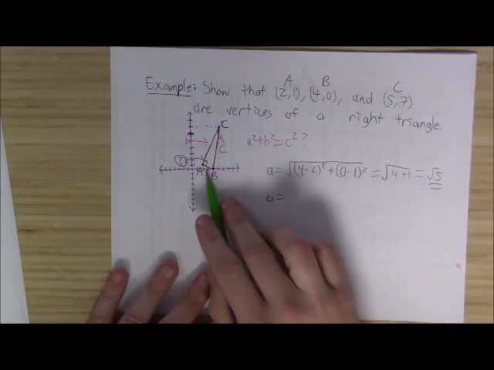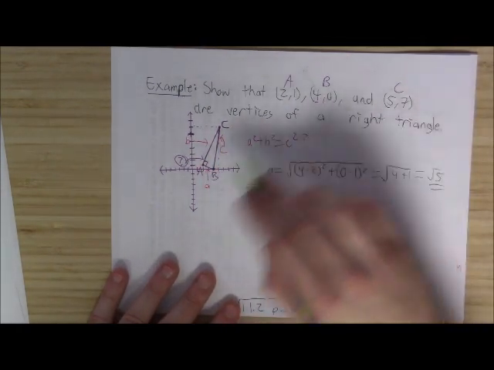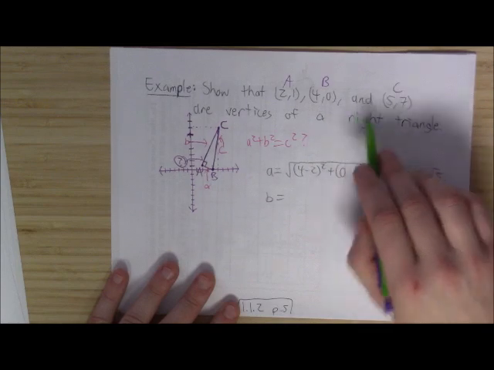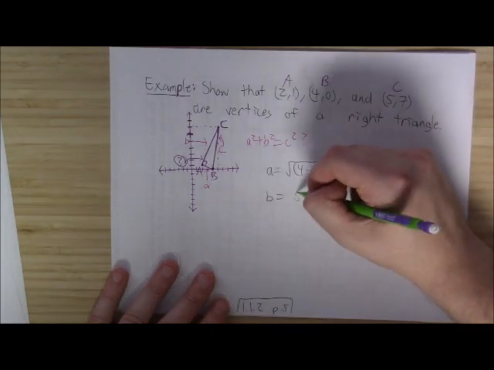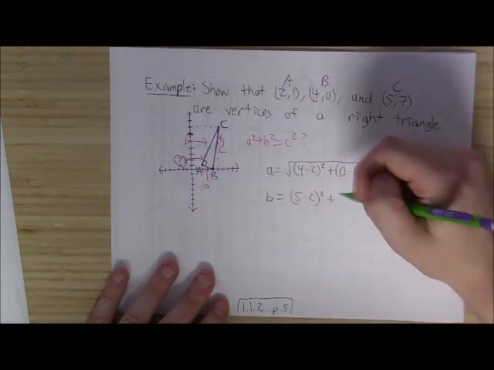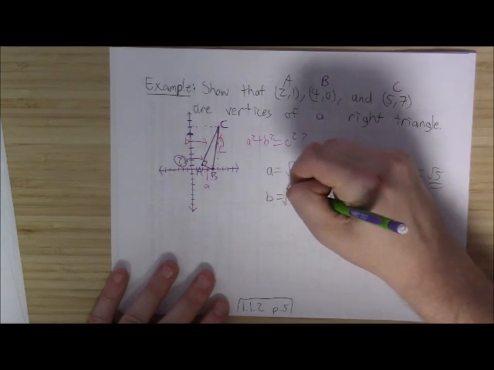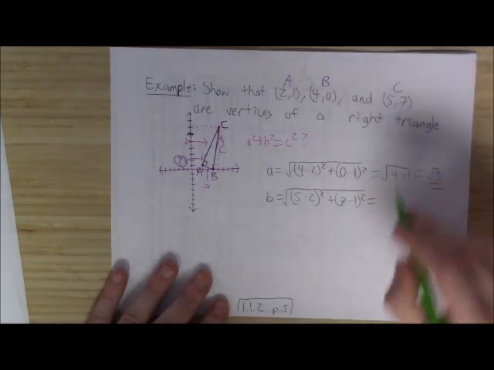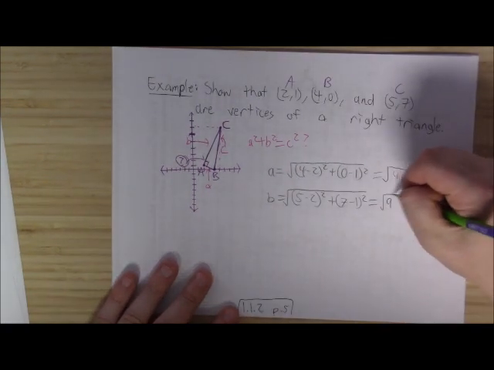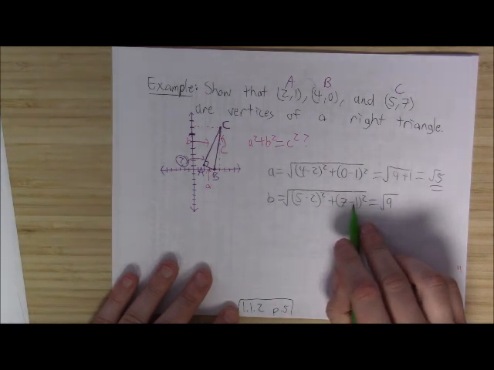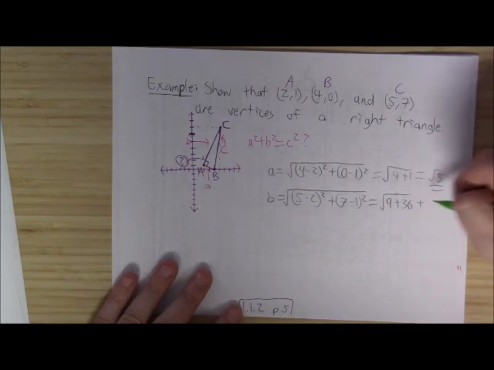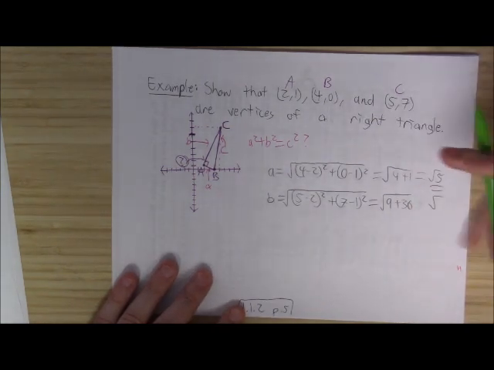B, the different distance B here, would be the distance between the points A and C, right? So we'd have (5 minus 2) squared plus (7 minus 1) squared, and then take the square root. Simplifying that down, 5 minus 2 is 3, squared is 9, plus 7 minus 1 is 6, squared is 36. 36 plus 9 is 45, so we'll just write the square root of 45.